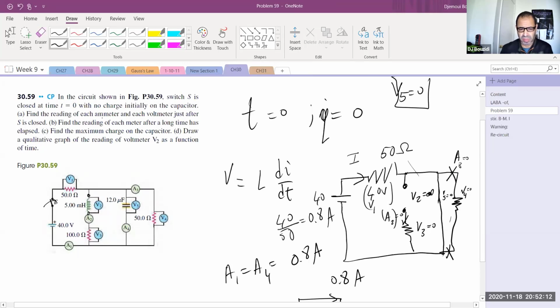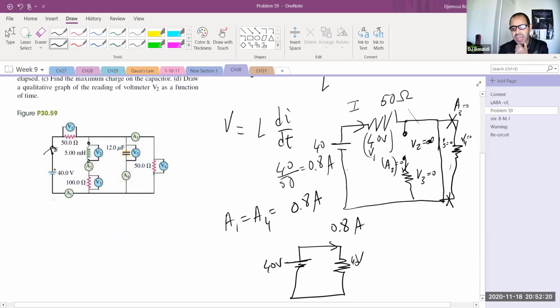So we got all of the ammeters and the voltmeters. Now, find the reading of each meter after a long time has elapsed. After a long time, the capacitor is fully charged, and it's going to block the current. The current cannot go through the capacitor when it's fully charged. You cannot build more charge on it. So when you wait long enough, this will be open, so V5 will be infinite and A4 will be 0.